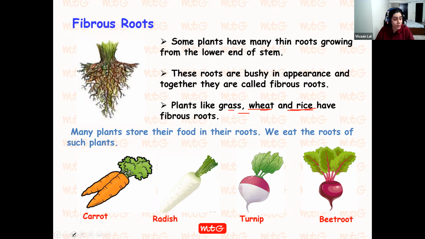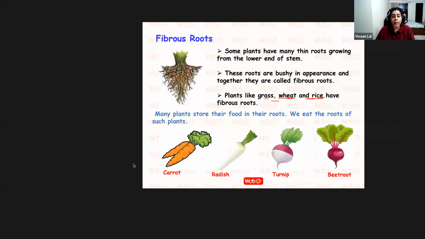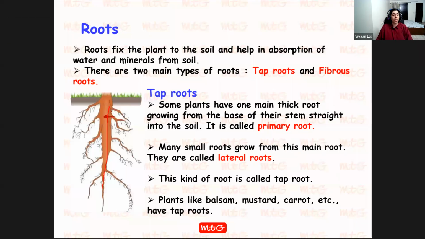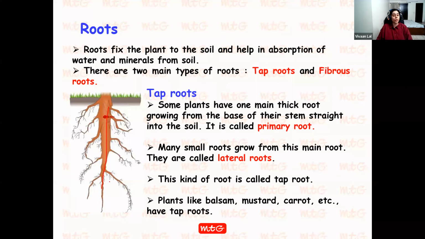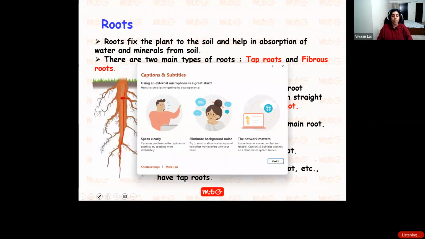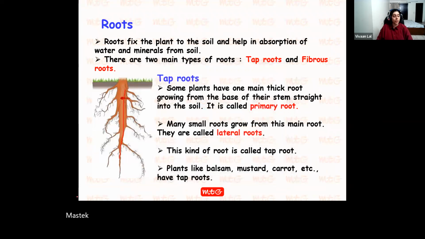Taproot is most difficult to pull out from the ground because if you look at the picture, there is a primary root which goes very deep into the ground, reaches the water level, so it's difficult to pull it out. Whereas the fibrous root doesn't go much deep into the ground, so it's easier to pull it out.